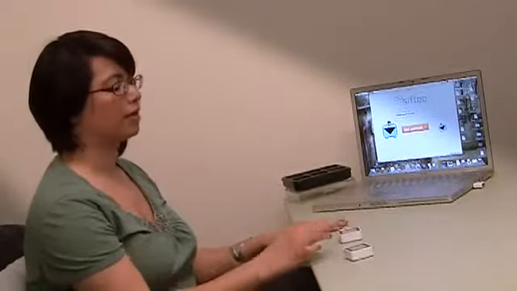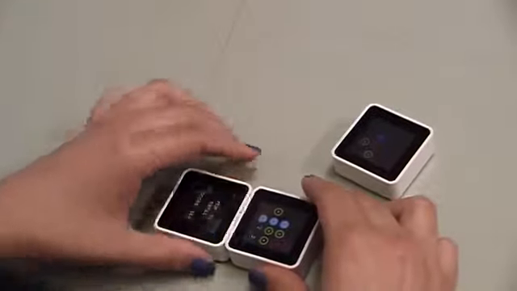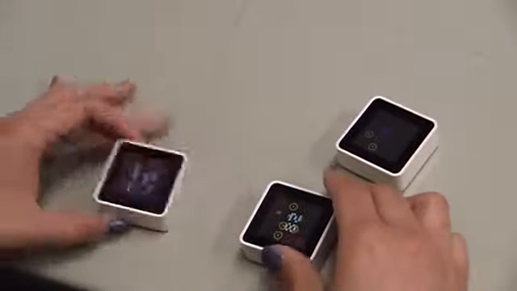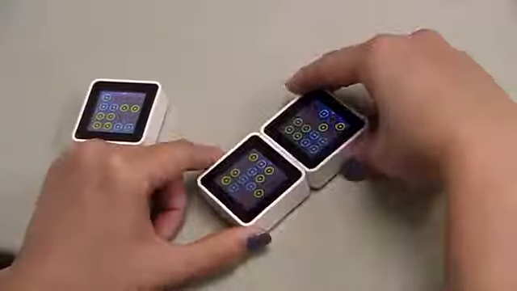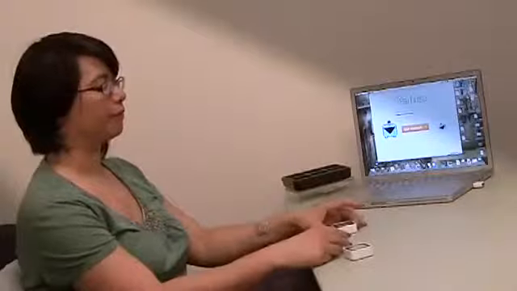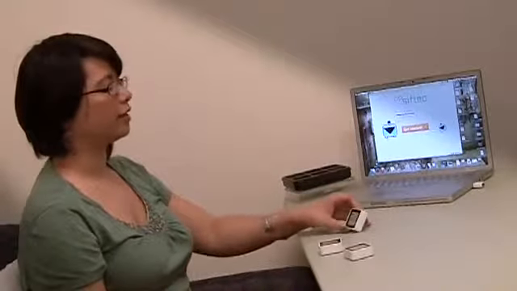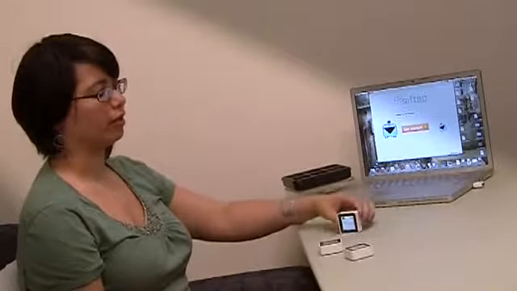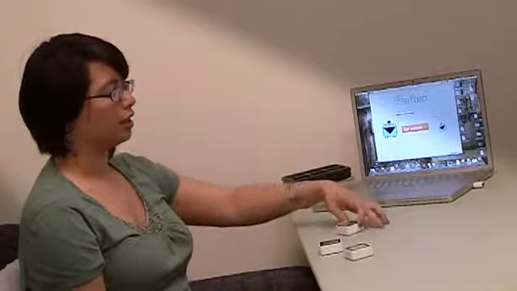The blocks respond to different types of movement. They recognize when they're being flipped over, they recognize when they're being tilted, they recognize when they're being touched to each other, and they can also recognize their orientation, so you can put them up on their side.